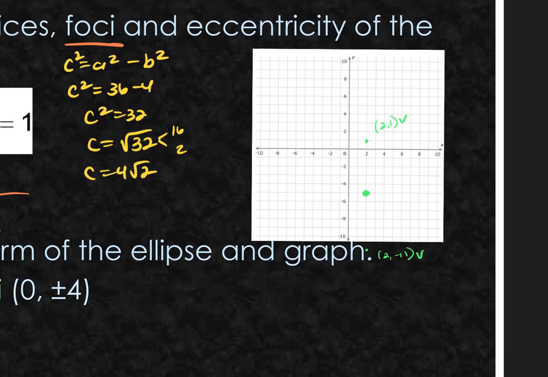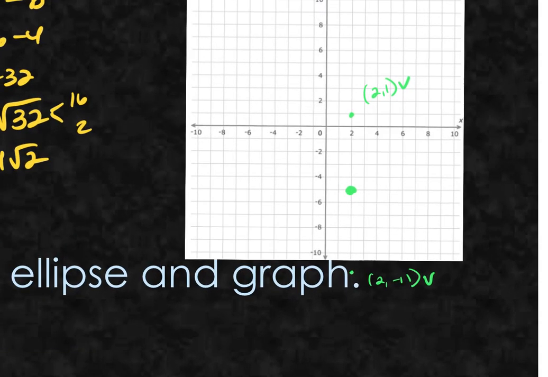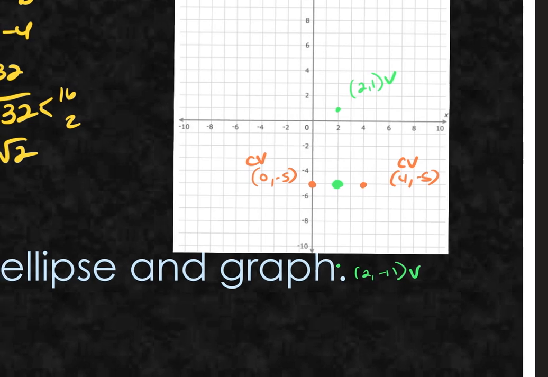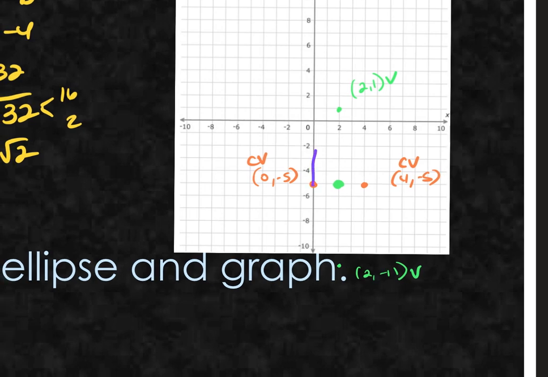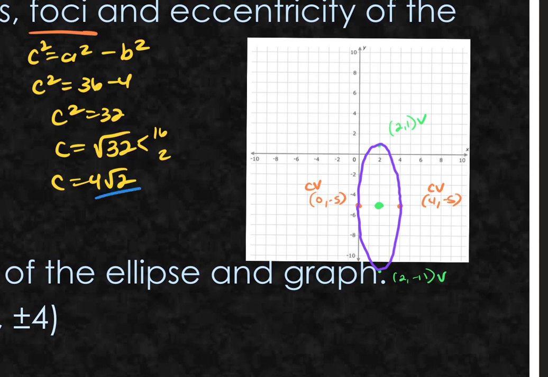I'd go right and left b. We said b was 2, so I'd go to the right b, that's 4, -5. And go to the left b, 0, -5. And those are your co-vertices. And from there, I can actually draw my ellipse. And then the only thing we haven't drawn is the foci. The foci, I would be adding and subtracting 4√2 to the y.